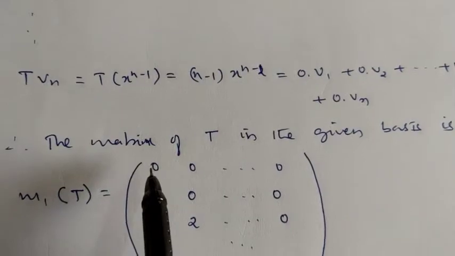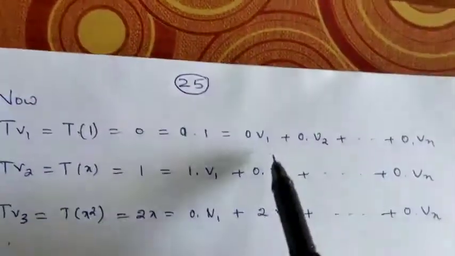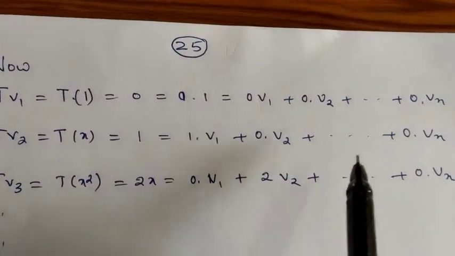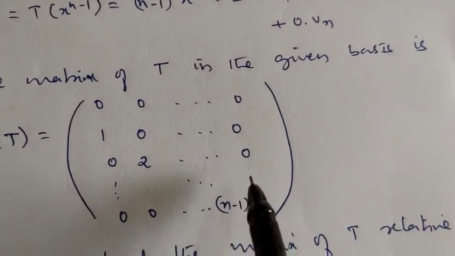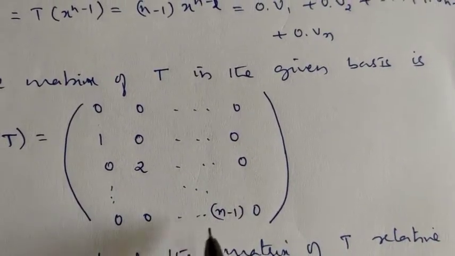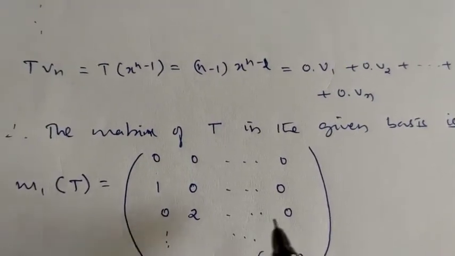Therefore the matrix of T in the given basis is: first row 0 0 0 etc 0, next 1 0 0 etc 0, next 0 2 0 0 etc 0, and so on, up to the last row 0 0 0 etc n minus 1 0. This is the matrix of T.